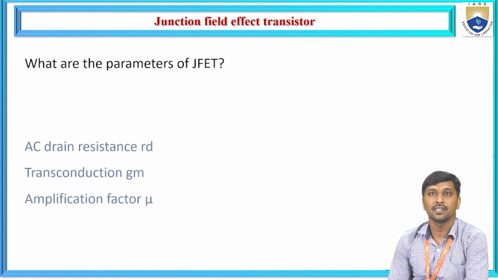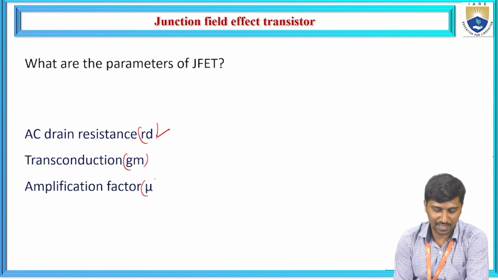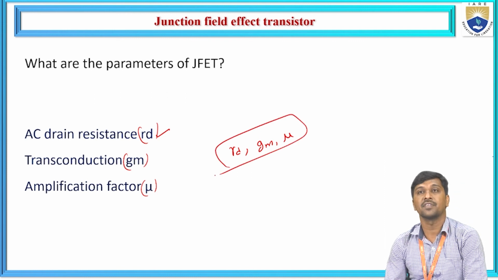What are the parameters of JFET? We have three parameters. One is drain resistance, also called internal resistance. One is transconductance, gm. Another is the amplification factor, mu. So the three parameters are internal drain resistance, transconductance, and amplification factor.